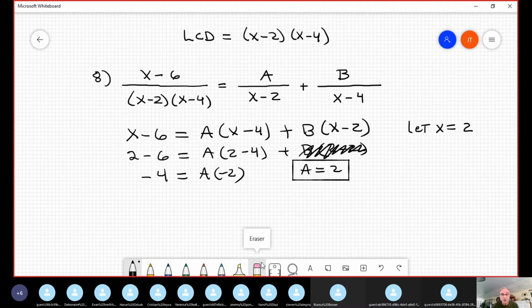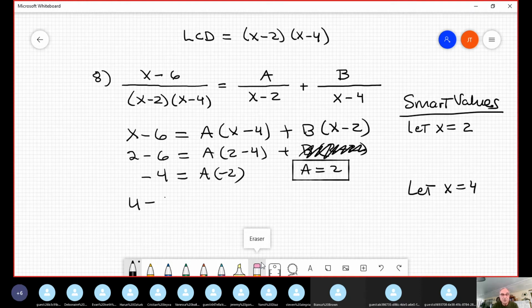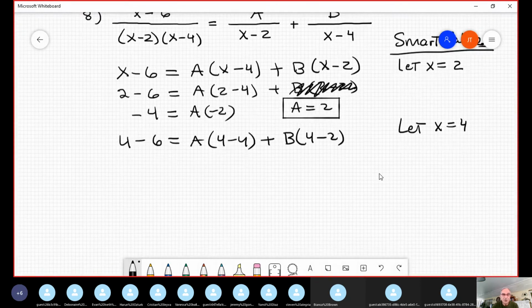Okay, now I want to find B. Well, you apply another smart value. A smart value is the value when you plug it in, one part disappears, and this is super easy to find out. Suppose the other smart value is 4, because when you plug it in 4 here, 4 minus 4 is 0 and disappear the A part. So 4 minus 6 is equal A times parenthesis 4 minus 4 plus B times 4 minus 2. 4 minus 6 is negative 2. This is 0. And this is b times 2, no? 4 minus 2 is 2. Divide by 2 both sides, b is negative 1.